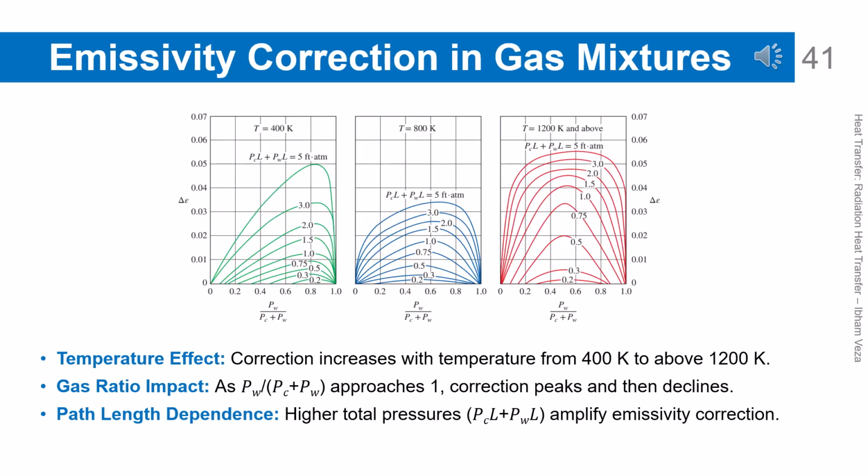Emissivity correction in gas mixtures. In gas mixtures, emissivity correction is influenced by gas composition ratio and temperature. When the water vapor fraction increases, the radiation contribution also increases up to a certain point. Total pressure and path length strengthen this effect. At high temperatures, the correction values tend to become more stable. This is very important in real combustion gas analysis.